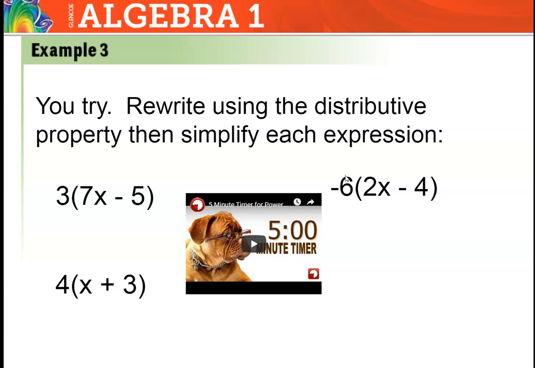Okay, here's what I'd like you to do. At this point, you're going to pause the video. You're going to try these problems. You're going to rewrite using the distributive property. Then you're going to simplify each expression. These problems are in your notes sheet. So go ahead and try these, and I'll be back in a minute with the answers.